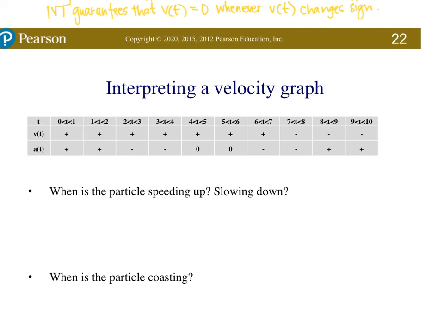All right, last one. And remember to fix this to a plus. Okay, when is the particle speeding up? Let's see if I can get this right this time. Speeding up and slowing down. So I'm going to do speeding up in green. Speeding up would be same sign. So I think these are the only ones. Oh, and this one.